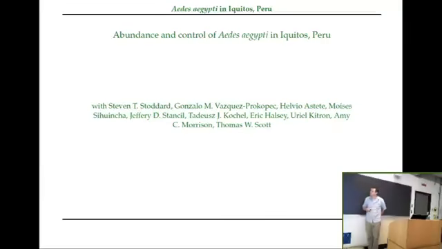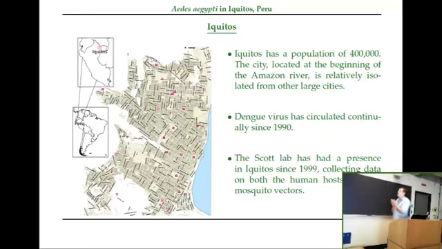This is work that's been ongoing with many different people, most notably Steve Stoddard, Amy Morrison, and Tom Scott from UC Davis. We're trying to model and estimate the abundance of Aedes aegypti and also test what the effective control is in Iquitos, Peru. Iquitos is a city of 400,000 people. It's spatially isolated from the rest of Peru, at the beginning of the Amazon River. Dengue virus has been there continually since 1990, and the Scott Lab has had a presence there since 1999, collecting data on both human hosts and mosquito vectors.